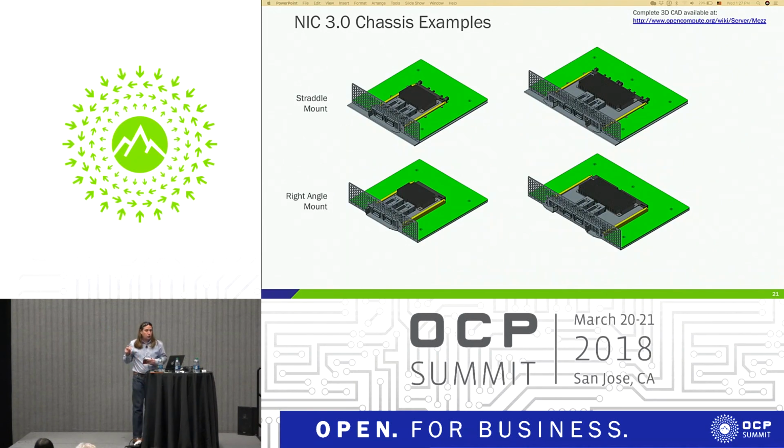We also have two chassis variants. On the top, we have our straddle case, which basically means that the NIC PCB is on the center line of the motherboard, so there's a cutout in the motherboard, right? So the straddle is below. In the right angle case, the NIC actually exists above the motherboard, so you could physically route under that. But these are the two variants.